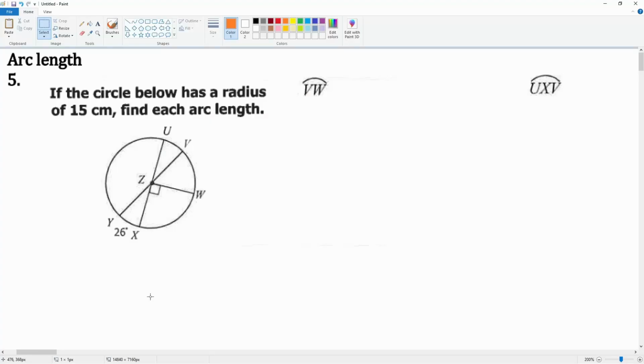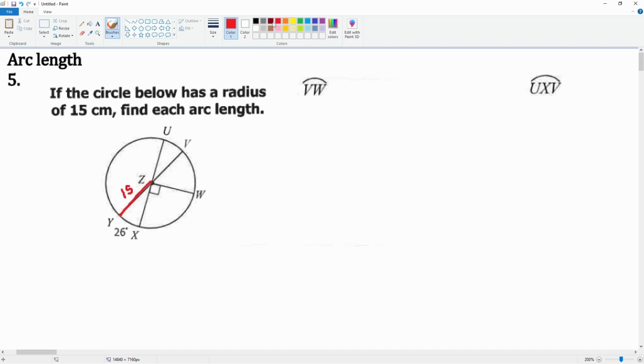Number 5 here has us looking at the arc length. If the circle below has a radius of 15 centimeters, find each arc length. So here, let's say the radius is 15. Let's see, where is the arc? Right here. This is 15. We want to find each arc length.